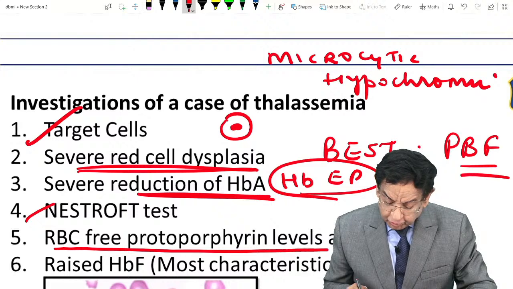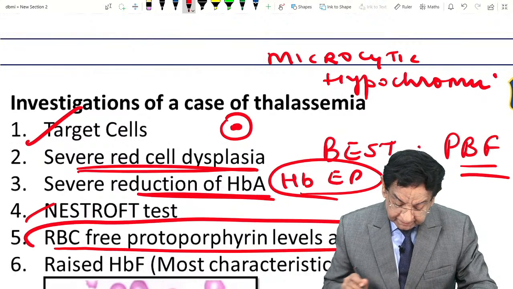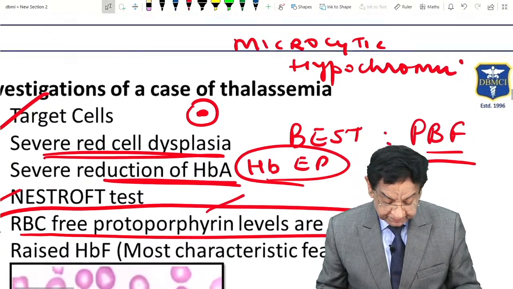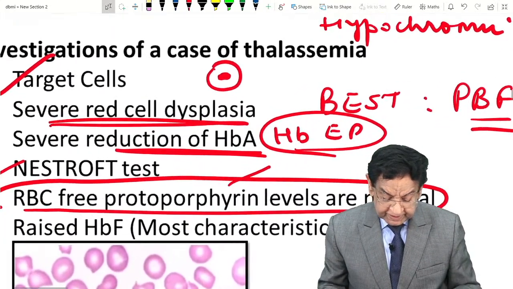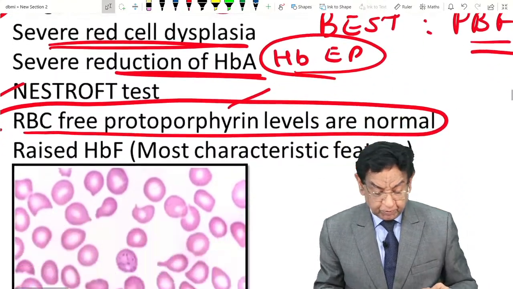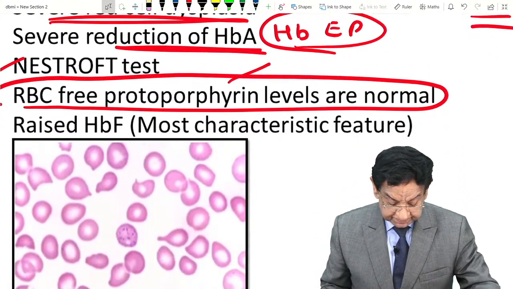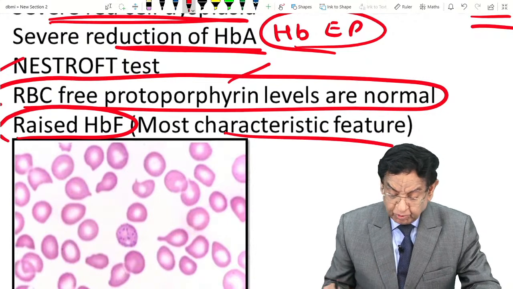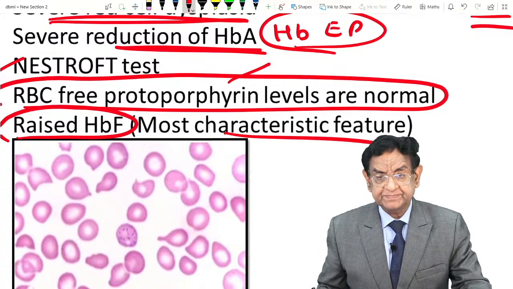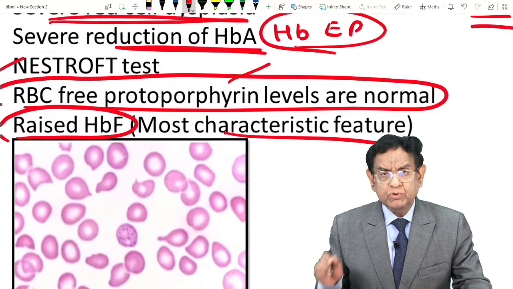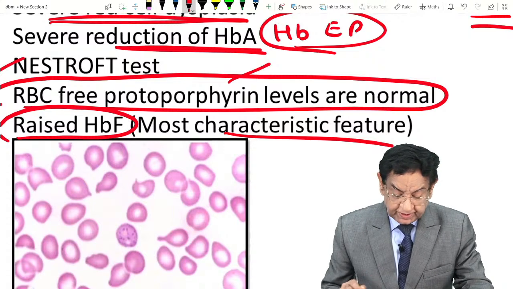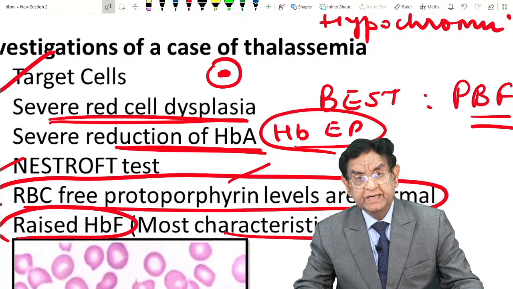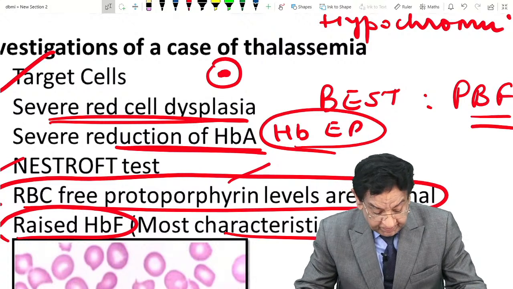RBC free protoporphyrin levels are normal. This is a very, very important point, that in this, RBC protoporphyrin level is normal. Okay. Raised HbF. It's the most characteristic finding, okay, that we see in a case of beta thalassemia.